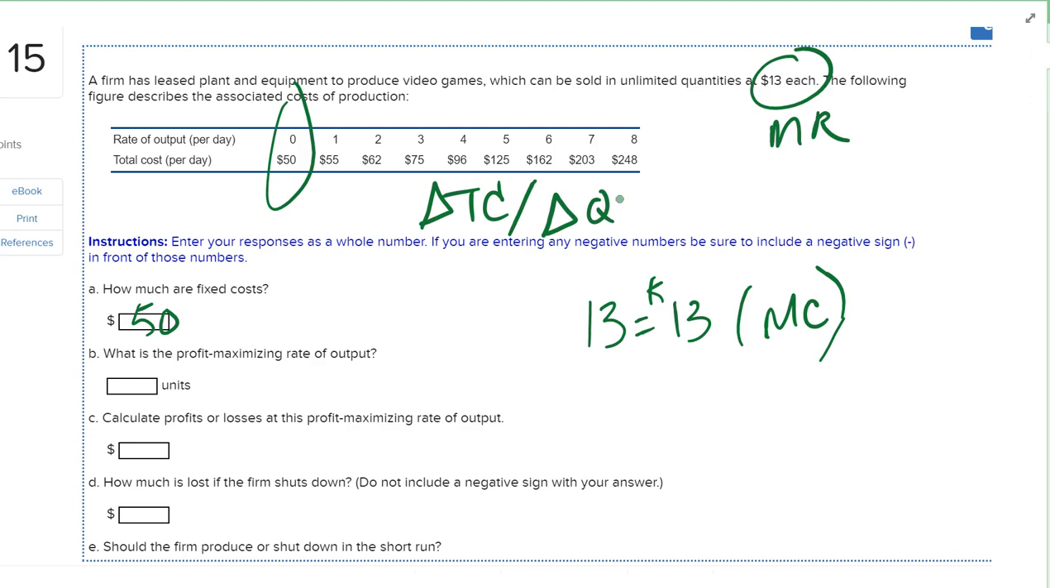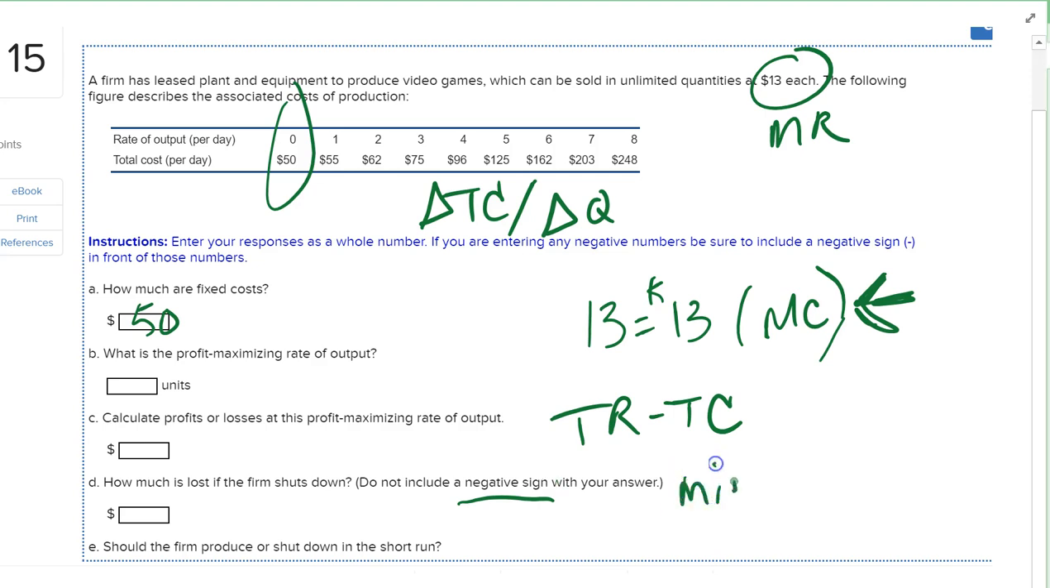Calculate your profits or losses. You're going to take your total revenue minus your total costs at this profit maximizing level, whatever that happens to be. And how much is lost if the firm shuts down? You can calculate that because, and it says do not include a negative sign. So you're just going to give the number in absolute terms, how much is lost if the firm shuts down. So at minimum AVC, that's the shutdown price.